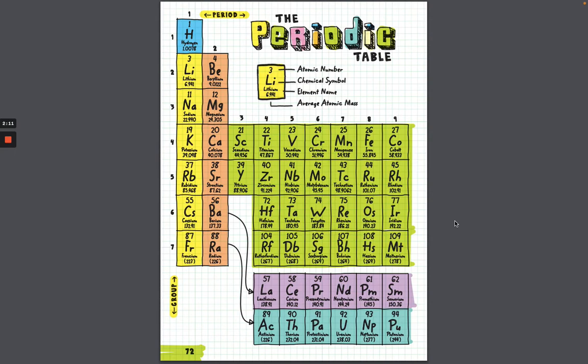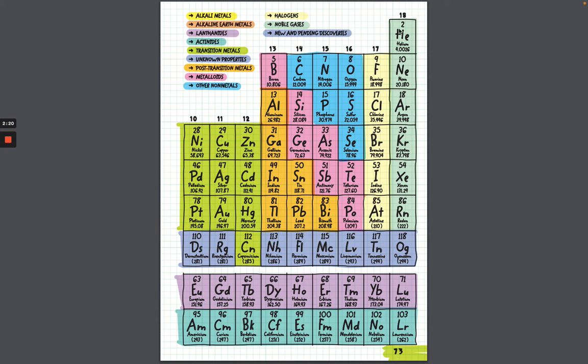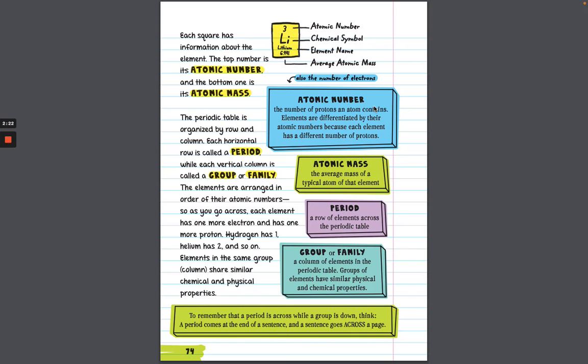Oh, here's some examples of what the periodic table looks like. Groups go up and down, periods go across. You'll probably see your element on here.